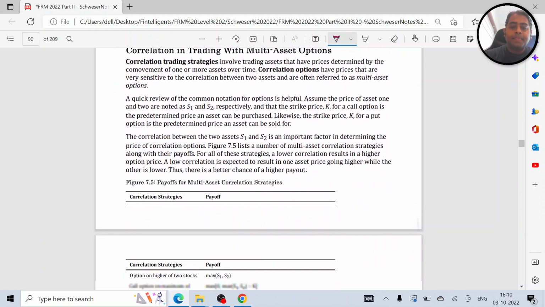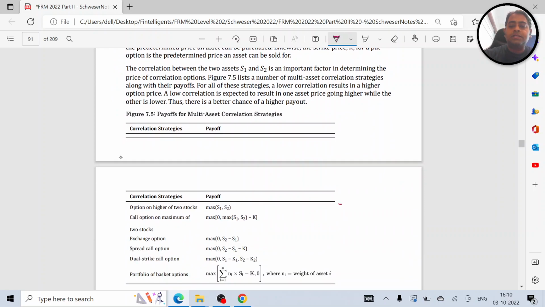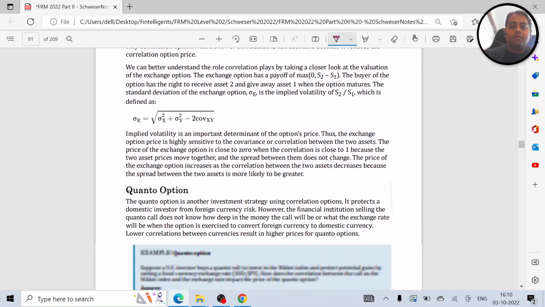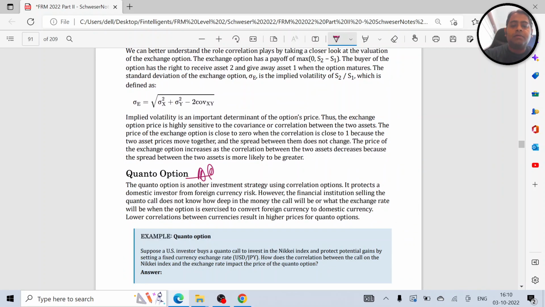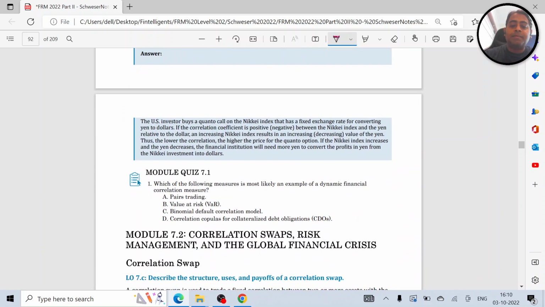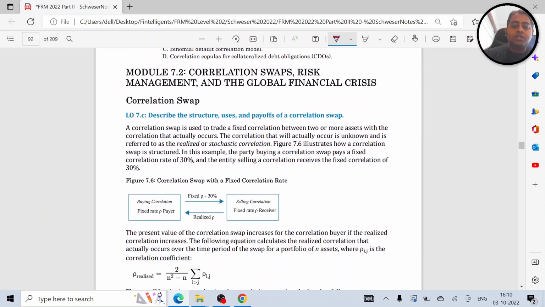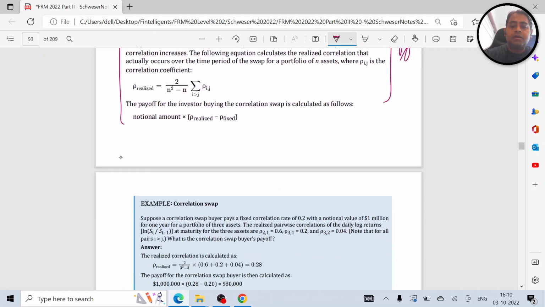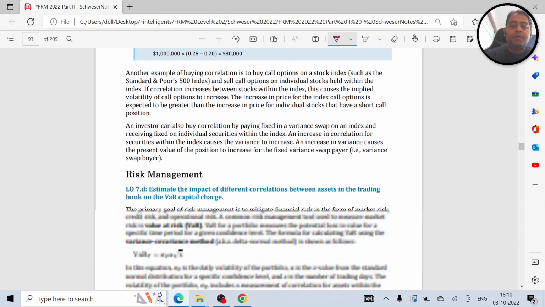Correlation in trading. This is not tested as such, but you can read. Quanto option, double star. Important for the exam perspective. This sum is also important. You should be clear what is happening in quanto. Correlation swap also important. This entire part, marking it as star, marking the sum as star.